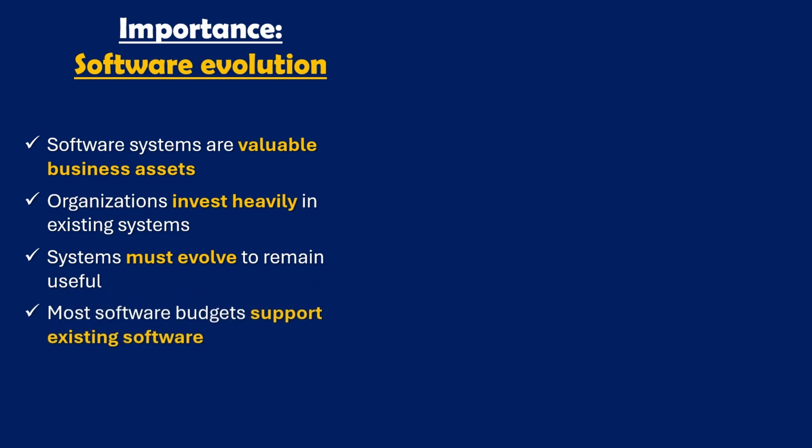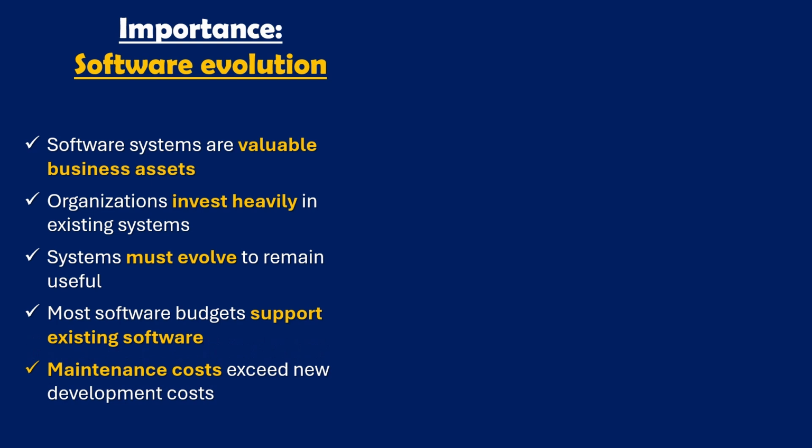As a result, a large portion of the software budget in major companies is spent on maintaining and evolving existing systems rather than developing entirely new ones. So this highlights why software evolution and re-engineering are so important in modern software engineering.